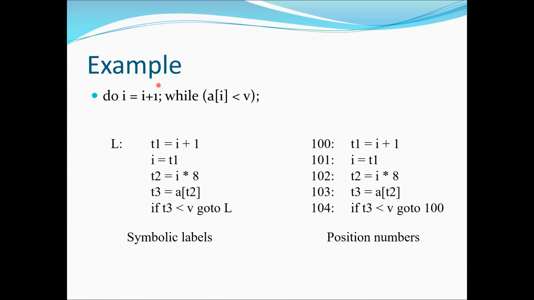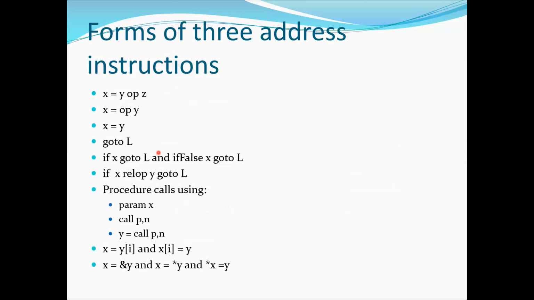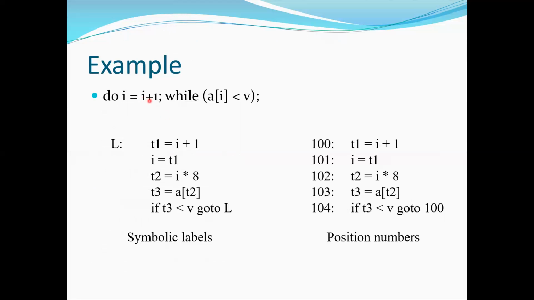So first, this is going to be i + 1. We can write it in various ways. In that way, I am going to use T1 = i + 1. So i + 1 is over. Now, whatever the value of i + 1 is, I have to give it to i. So I assign i = T1.